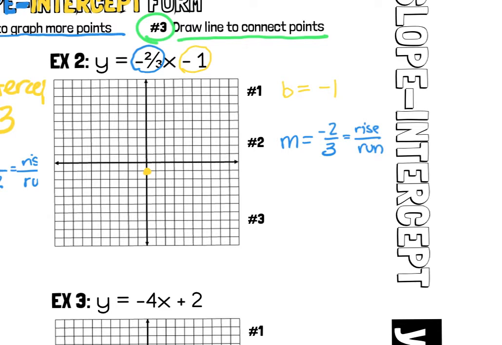Starting with the y-intercept, I'm going to run 3 units to the right, and I'm going to drop 2 units because I have a negative rise. I can keep doing that: 3 units to the right, drop 2 units. I can also reverse both directions. I can go 3 units to the left and up 2 units. Just as long as I reverse both directions, my points will be on the same line. So I've made my line, and there's my equation representing y equals negative 2/3 x minus 1.